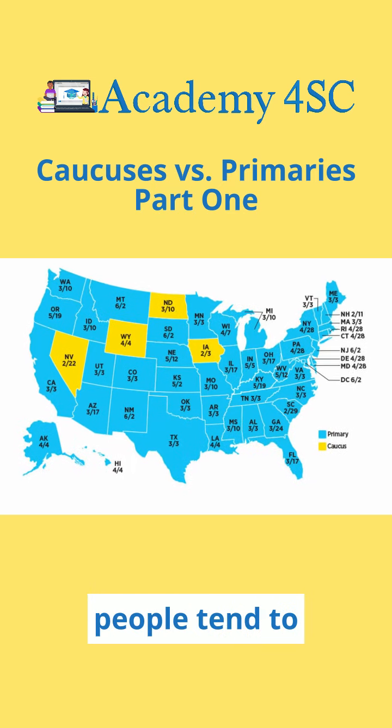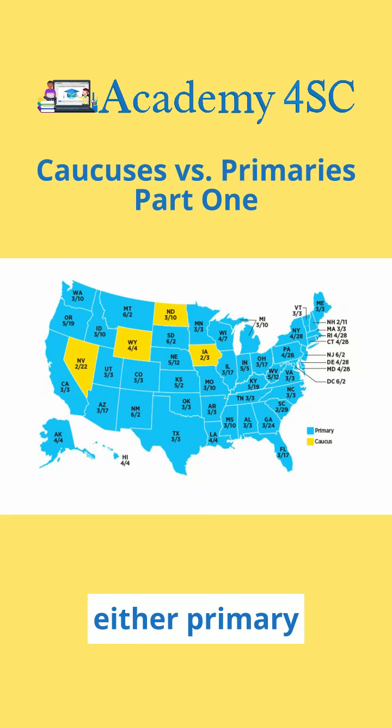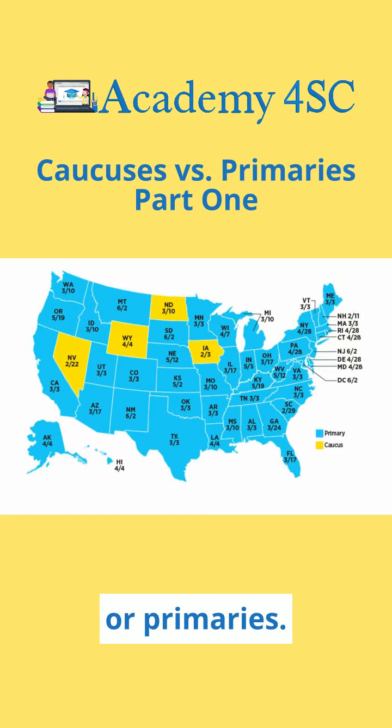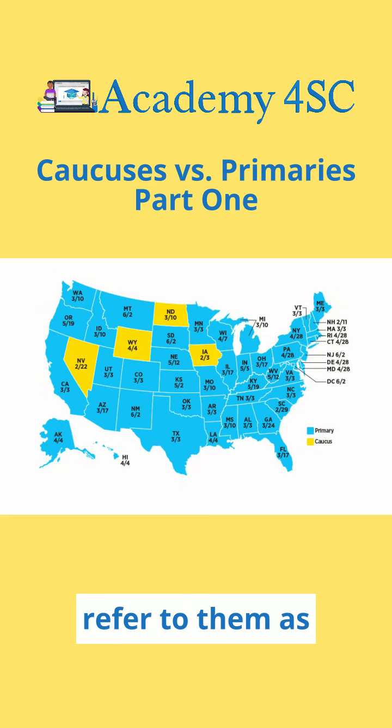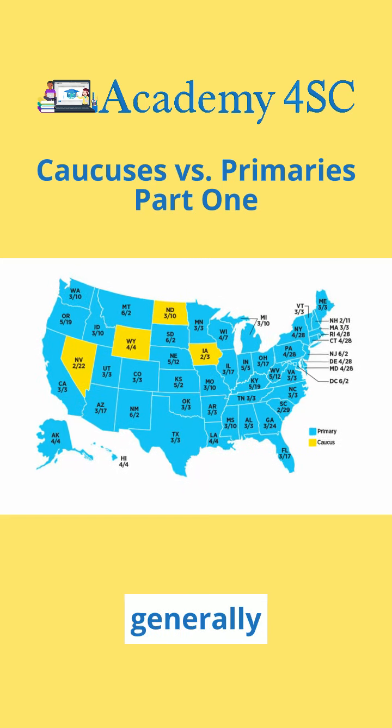As a result, people tend to refer to these elections collectively as either primary elections or primaries. To avoid confusion, though, we'll refer to them as caucuses and primaries when speaking generally on these elections.